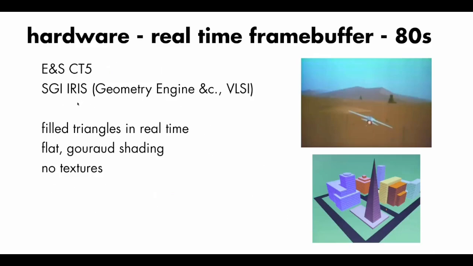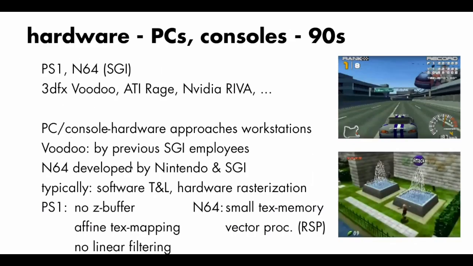So the Iris workstation was a product they sold. And this sort of hardware could do filled triangles in real time. Previously there were lines in real time, or filled triangles but really, really slow, and this was filled triangles in real time. It could do flat or Gouraud shading, but no textures yet. So this down here is a screenshot of a demo running on some SGI Iris machine. So that was the 80s.